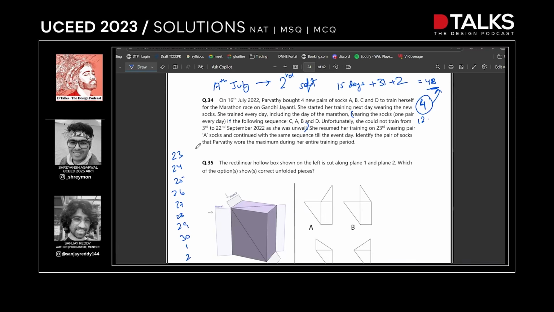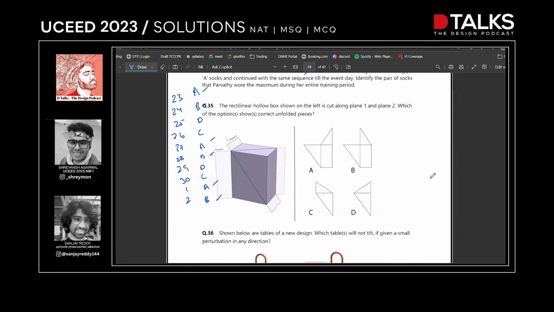So she starts with A, then there's B, D, then C, A, B, D, and C, A, B. Identify the pair of socks that Parvati wore the maximum during her training period. So after these 12 times, she wore A one, two, three times. She wore B one, two, three times. She wore D twice, and she wore C twice. So the answer is going to be A and B, because she wore A and B three times. Correct.